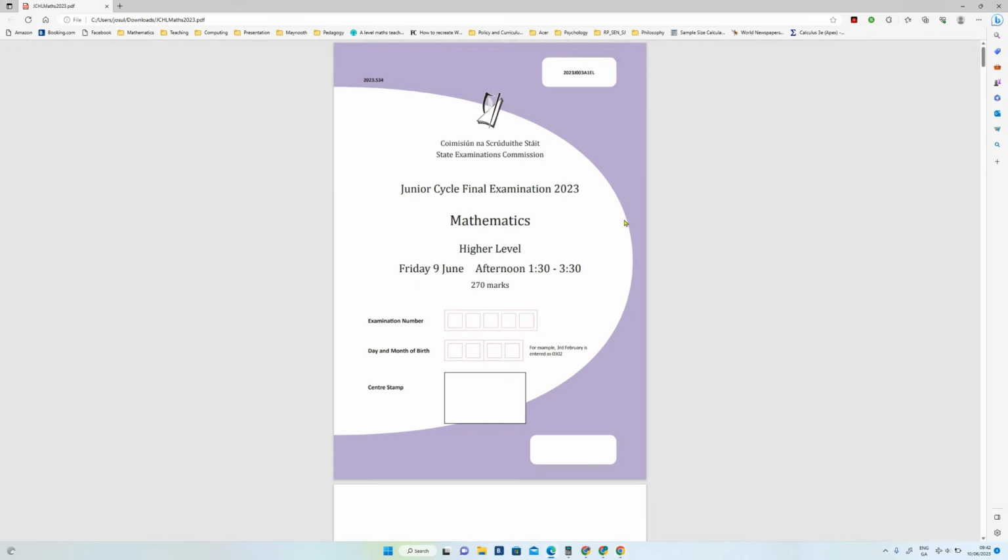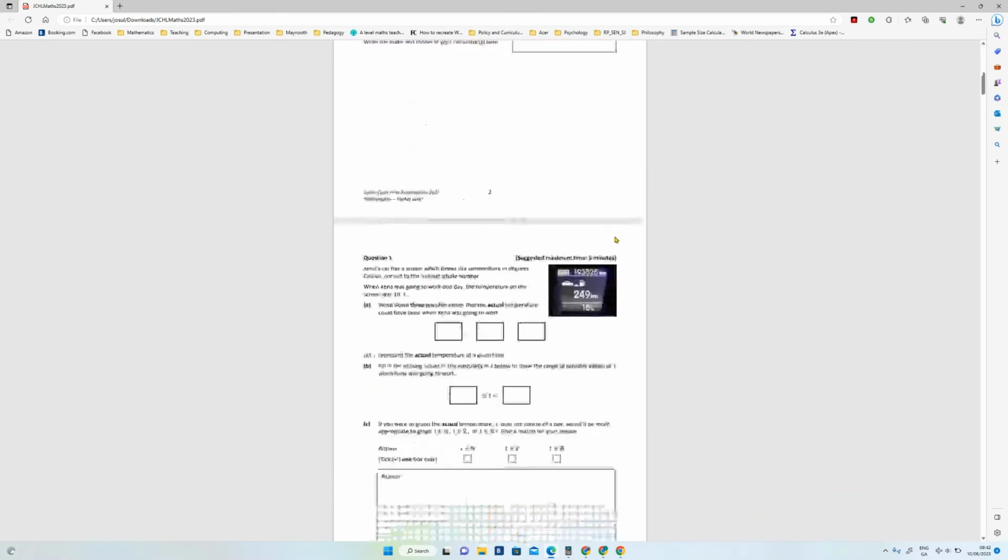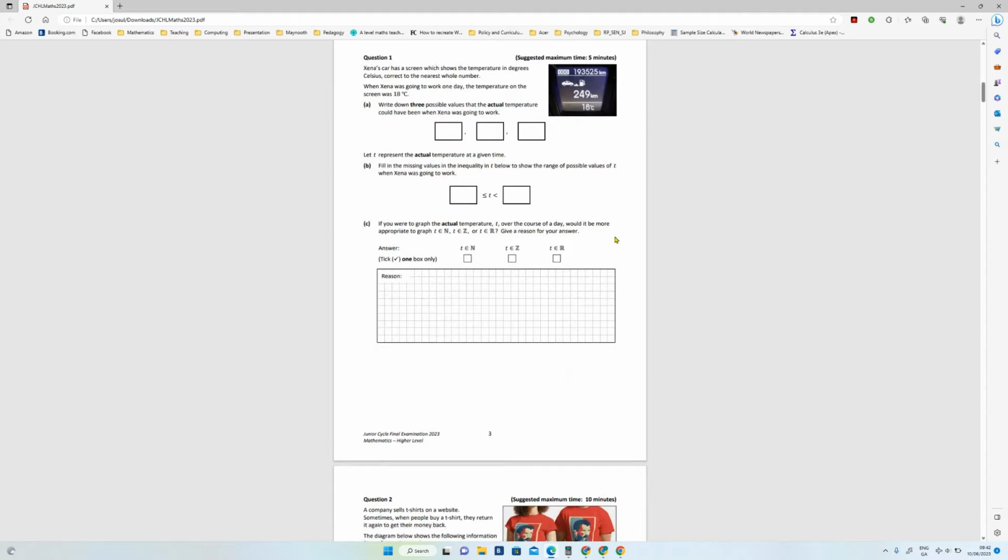Okay, so this is the higher level paper of Junior Cert Maths 2023, question one. Zena's car has a screen which shows the temperature in degrees Celsius, correct to the nearest whole number. When she was going to work one day, the temperature was 18. You'll notice here it's correct to the nearest whole number. Okay, so that's important. It might be 17.9, but it's going to be rounded up to 18.